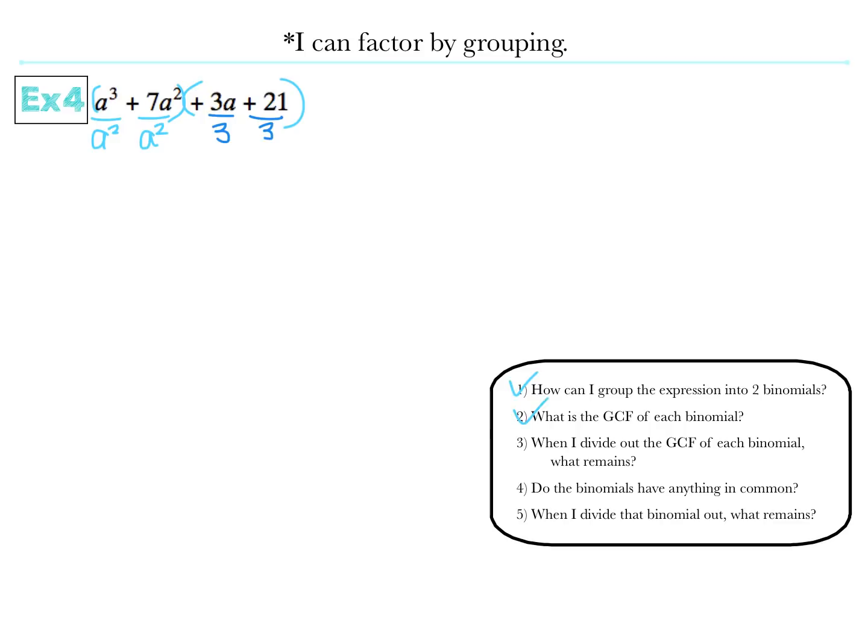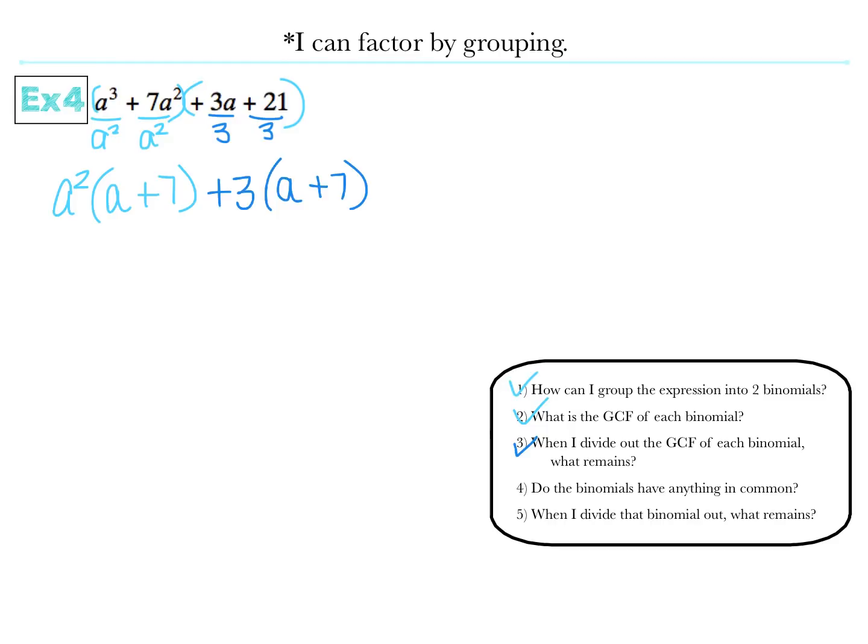So when I divide out the GCF of each binomial, what remains? I took out an a squared, so a to the 3rd divided by a squared gives me a, and 7a squared divided by a squared gives me a positive 7. Over here, I took out a positive 3, and so what remains? 3a divided by 3 is a, and 21 divided by 3 is a positive 7. And so this is my next step of what remains. I get those 2 binomials.